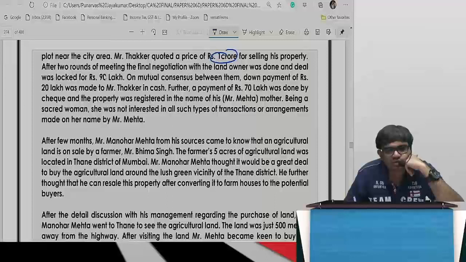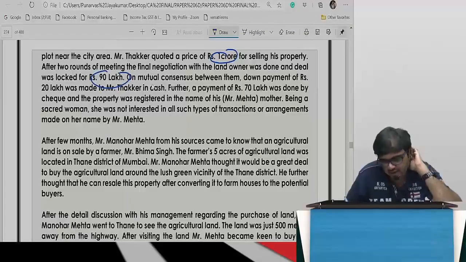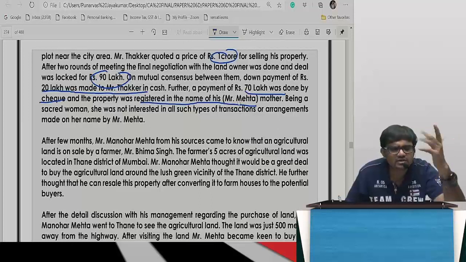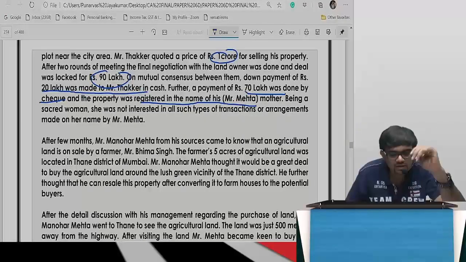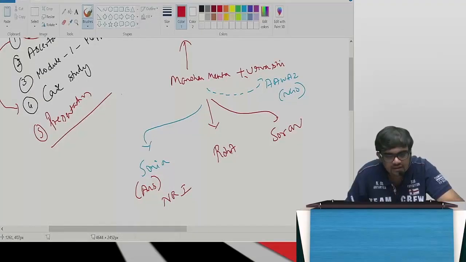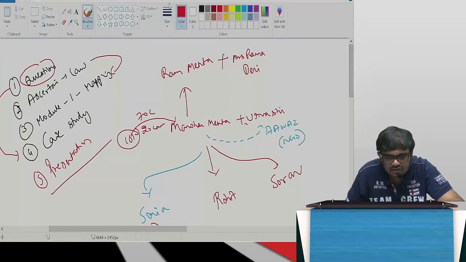After 2 rounds of meeting, it reduced to 90 lakh. Mutual consensus, 20 lakh in cash, 70 lakh by check. And it was registered in the name of Mr. Mehta's mother. So the 10,000 square feet plot was bought by Manohar, 70 in check, 20 in cash. But it was registered in the name of Mrs. Rama Devi, Benami transaction.